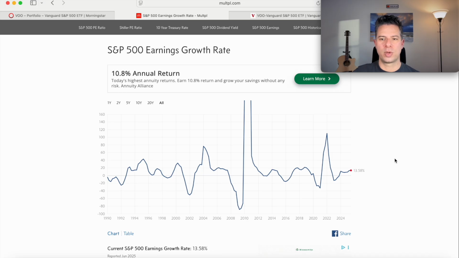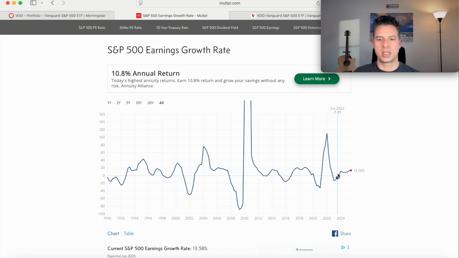So when you own these stocks, it's nice to know that the value is going up, but also the earnings of these companies are going up, right? So the current earnings growth rate of the S&P is 13.58%. So it's a pretty healthy growth rate, and that's reflected in the growth of the share prices, right?